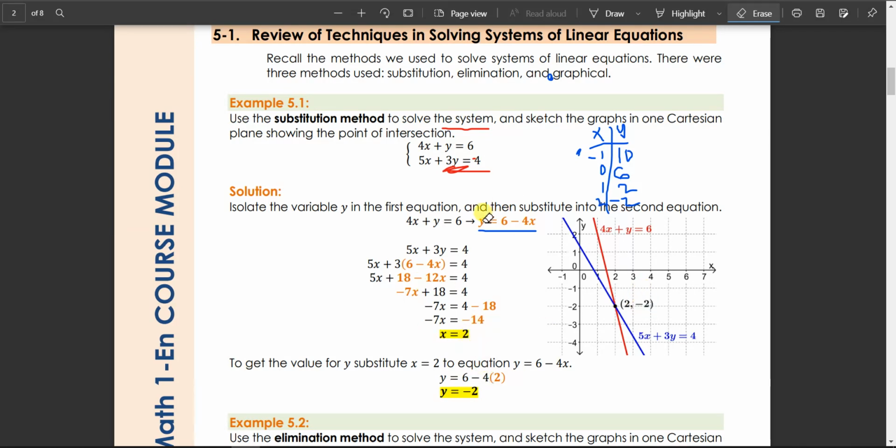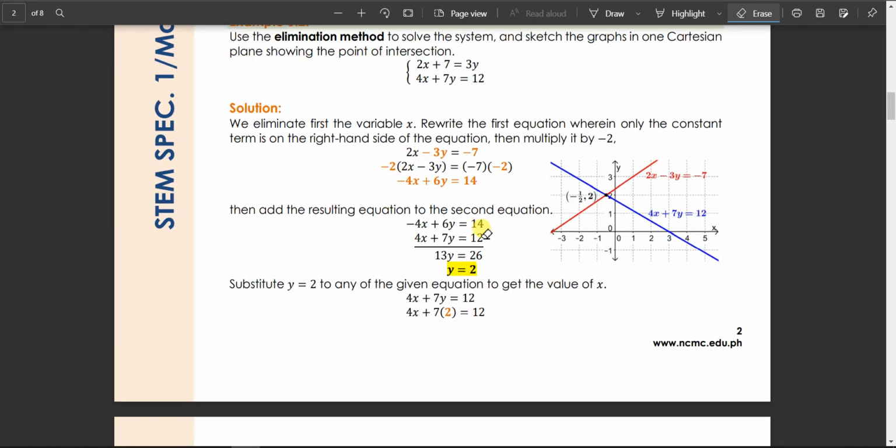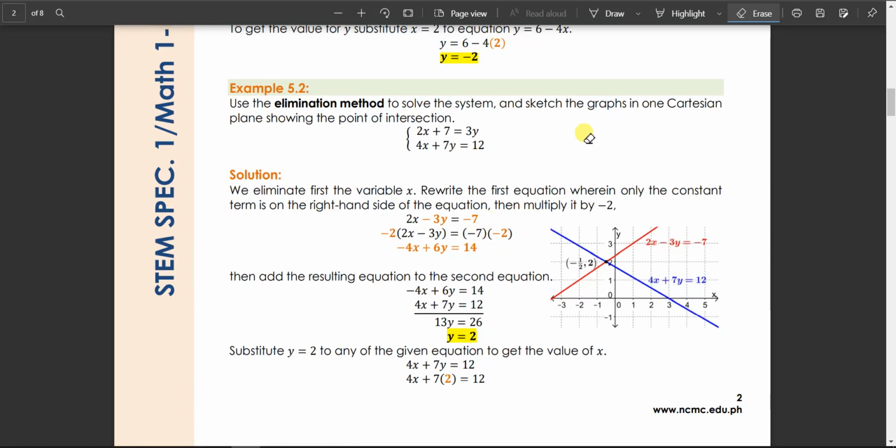Okay? So that is the substitution method. We move on to the second method, which is the elimination method. Given the equations 2x plus 7 is equal to 3y and 4x plus 7y is equal to 12, how do we solve using the elimination method? We first eliminate the variable x. That is by rewriting the first equation wherein only the constant term is on the right-hand side of the equation, then we multiply it by 2.